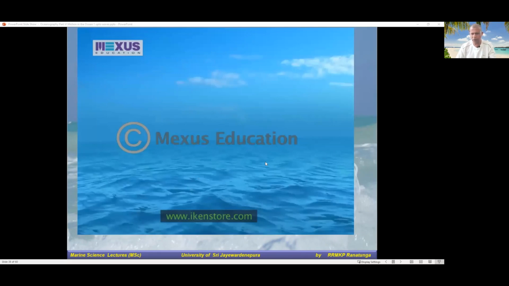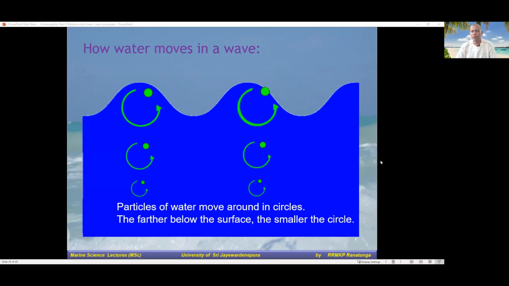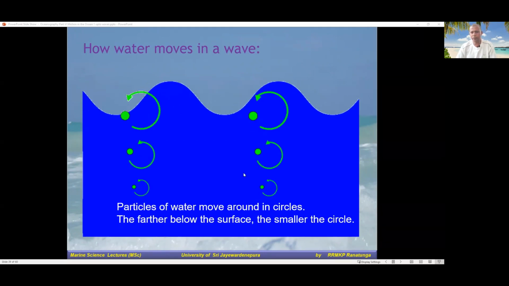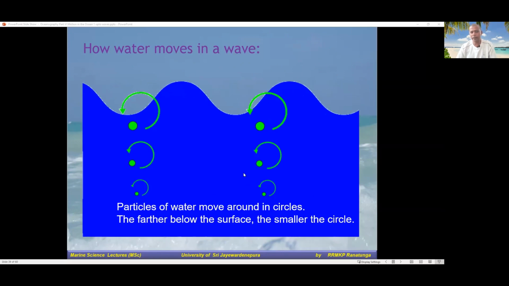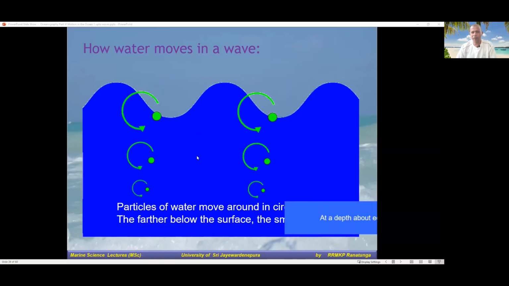There is a video also describing the same concept, which I will put on the LMS site. As you can see, this is how the particles move in real time in a wave, and that's how these waves are formed in the ocean, right?